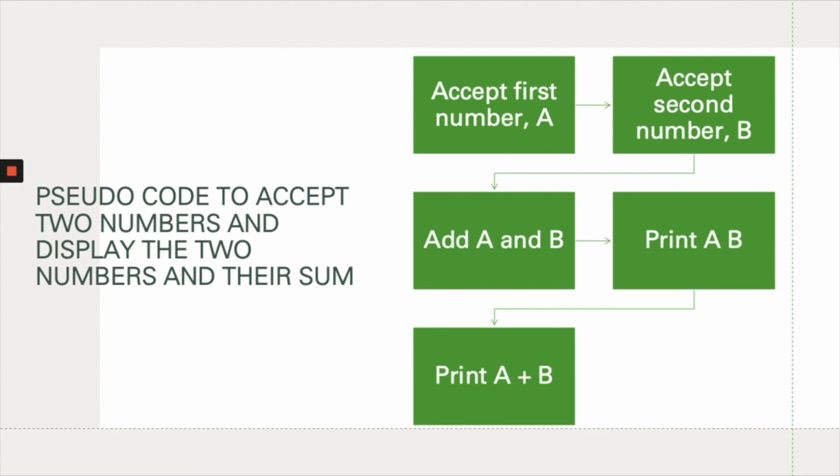Then print A, B. Print A, B means you need to see the numbers which you are adding. So 2 is A and 3 is B. You will get the numbers 2 and 3 displayed there. Then the last step is print A plus B. You need to show the result after processing. You have given the first number A as 2 and second number B as 3, so print A plus B will give you the answer as 5.